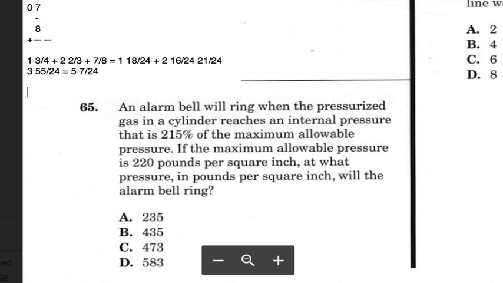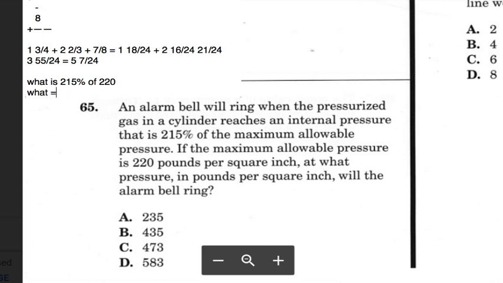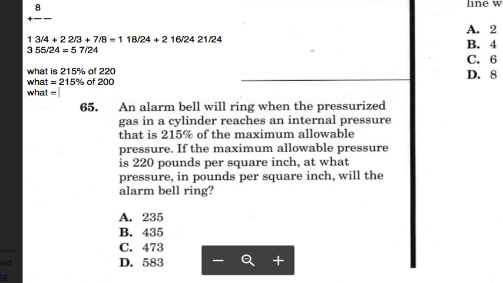Okay, so basically you're saying what is 215% of 220? So it basically means what equals 215% of 220, which means what equals 215% times 220. Wait a second, I lost it. These should be 220s.